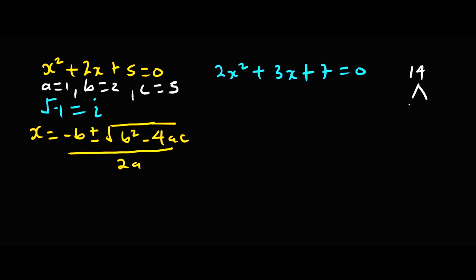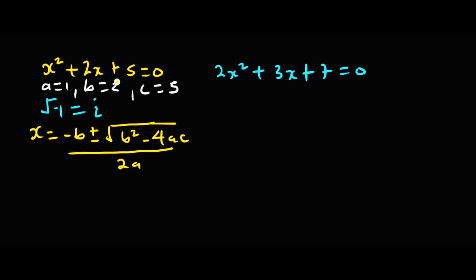So the first one is by multiplying 1 by 14. And if you try adding 1 to 14, it is not 3. The next one will be 2 and 7. By adding them, you get 9, which is not 3. So it means we cannot use the factorization method for this. So we go back to the quadratic formula. So let us use the quadratic formula.